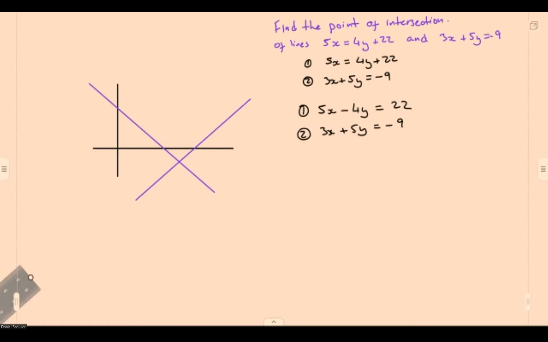Okay, so that's getting it in line with our first process, which is getting everything vertical, but all the letter terms on the left-hand side of that equal sign. Then I'm going to multiply that top line by 5, multiply that bottom line by 4, and then we write 1 as 25x minus 20y equals 110.